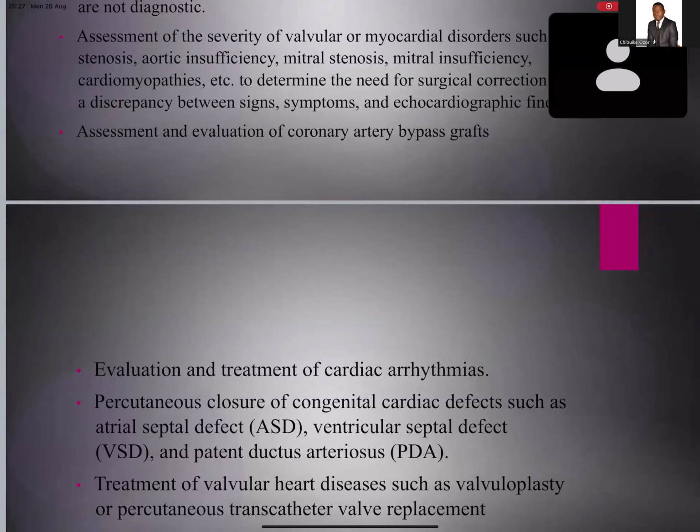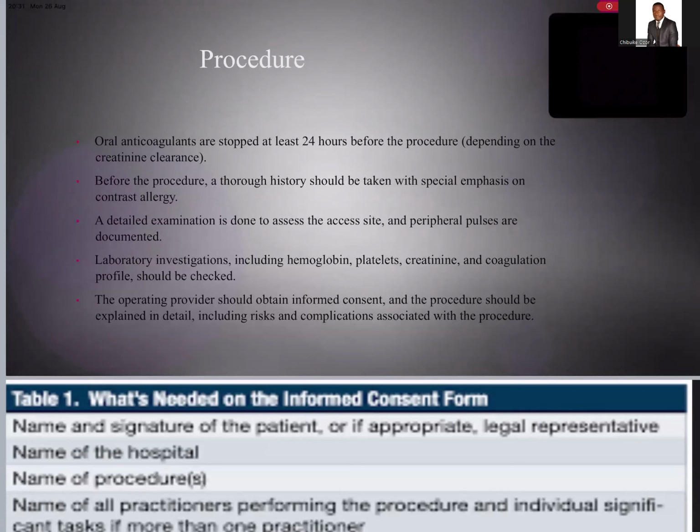Now, laboratory investigations are important, including hemoglobin and platelet count. I've said a platelet count less than 35,000 is usually not permissible for cardiac catheterization. And then the creatinine clearance, very important for everybody. And then history of contrast reaction. And then in diabetics too, we also have to be careful about that.